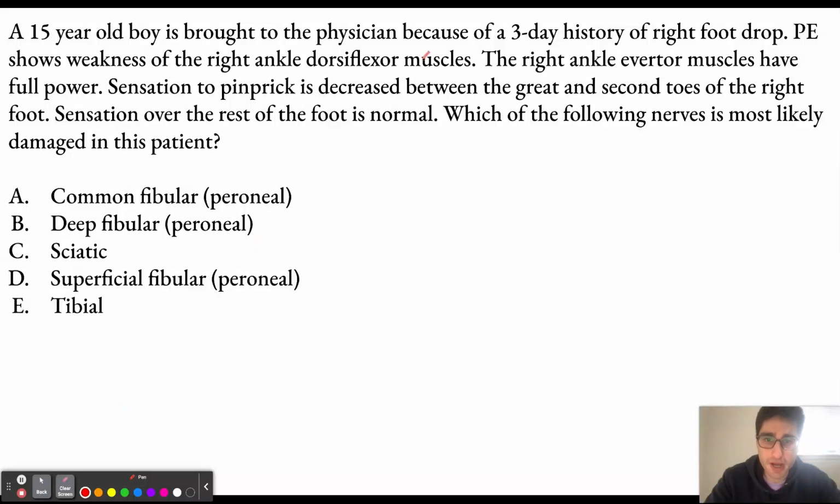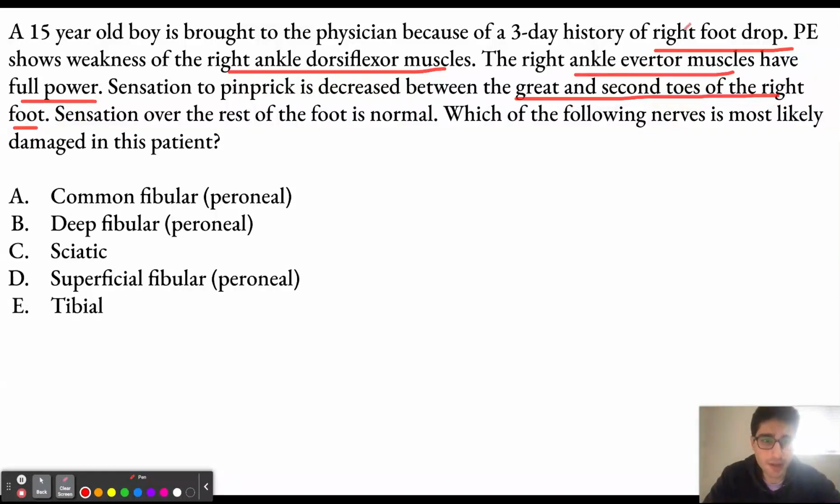A 15-year-old boy is brought to the physician because of a 3-day history of right foot drop. Physical exam shows weakness of the right ankle dorsiflexor muscles. The right ankle evertor muscles have full power. Sensation to pinprick is decreased between the great and second toes of the right foot. Sensation over the rest of the foot is normal. Which of the following nerves is most likely damaged in this patient?